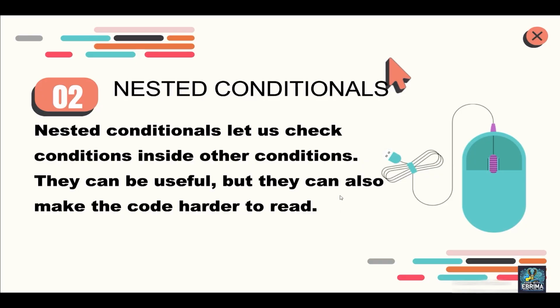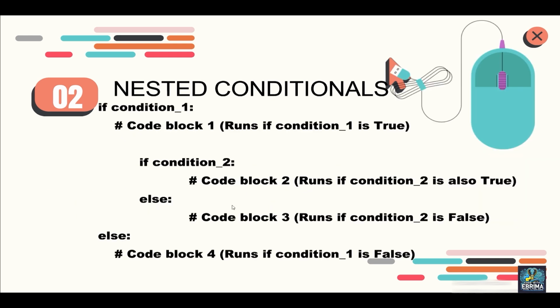All right, now we are going to take a closer look at nested conditionals. Nested conditionals let us check conditions inside other conditions. They can be useful, but they can also make the code harder to read. So now we have the first if condition here. If this if condition is false, it is just going to come straight to the else block here and output the code inside the else block.